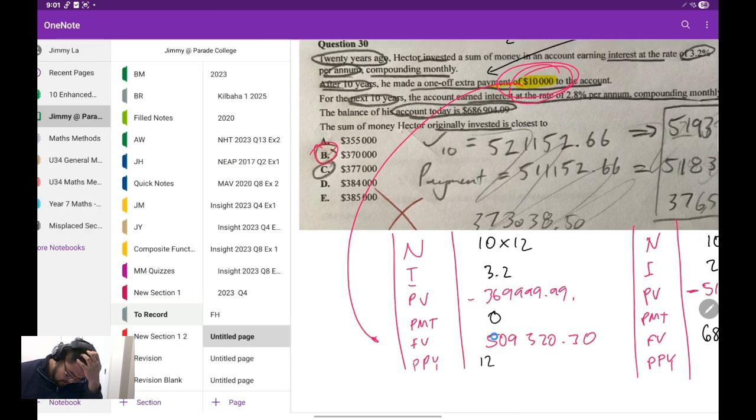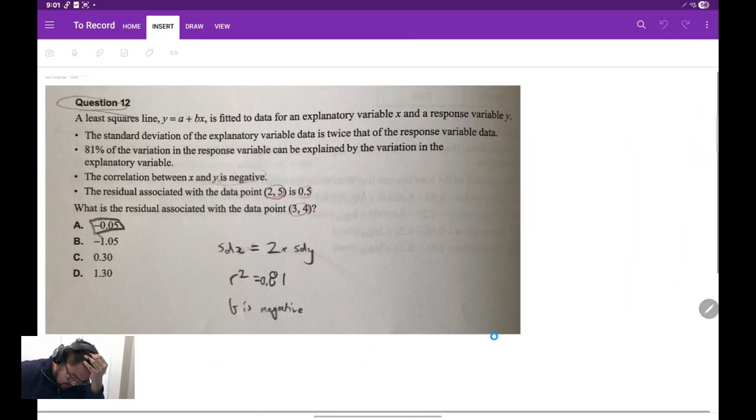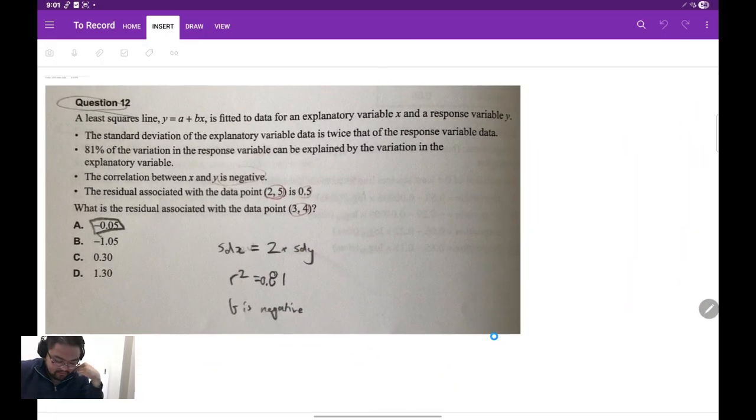Next question. Okay, so this next question says a least squares regression line as such is fitted for an explanatory and a response variable. The standard deviation is twice of the response variable. 81% of the variation in the response can be explained by the variation in this. Correlation between this and this is negative. The residual that's associated with the data point, this. Holy moly. Okay, let's try and work out this question step by step.